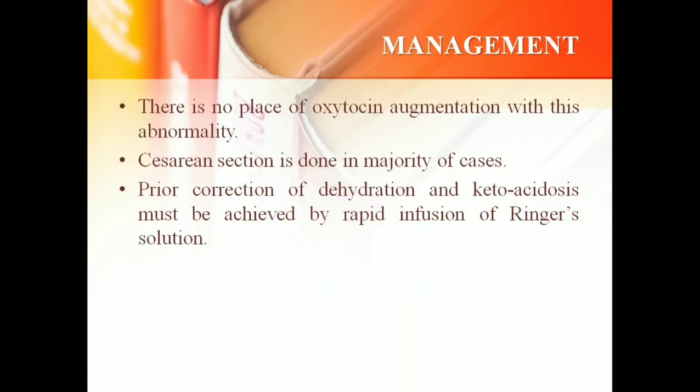Next, we will see the management. As there is no scope for oxytocin augmentation with this abnormality, cesarean section is done in most cases. And we have already studied that the patient has dehydration and ketoacidosis. So we will correct that by rapid infusion of Ringer solution. So this is the management of spastic lower segment.